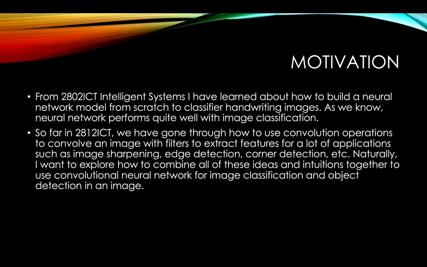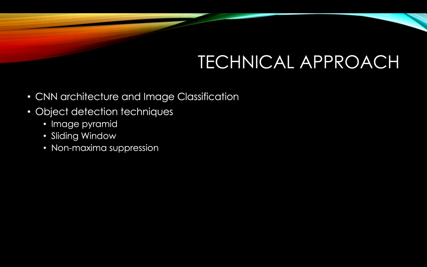quite well. So far in 2812, we have gone through how to use convolutional operations to convolve an image with filters to extract certain features for a lot of applications, such as image sharpening, edge detection, corner detection. So naturally, I want to explore how to combine all of these ideas and intuitions together to use convolutional neural network for image classification and object detection.